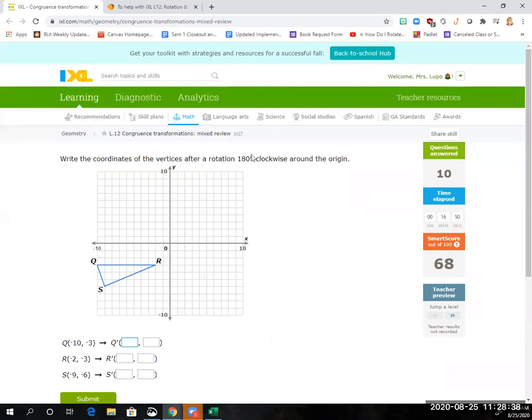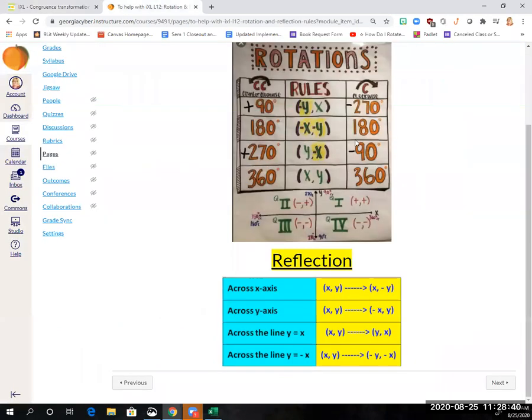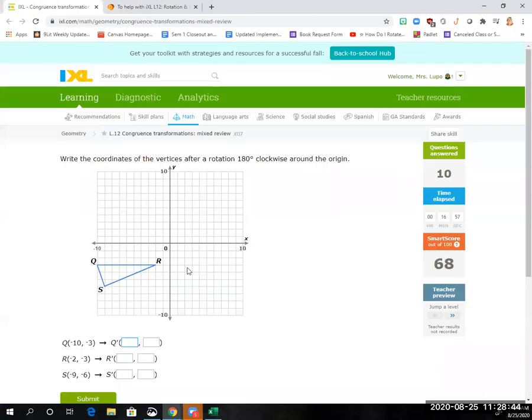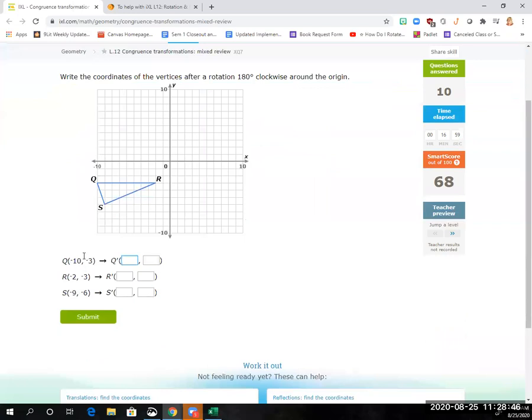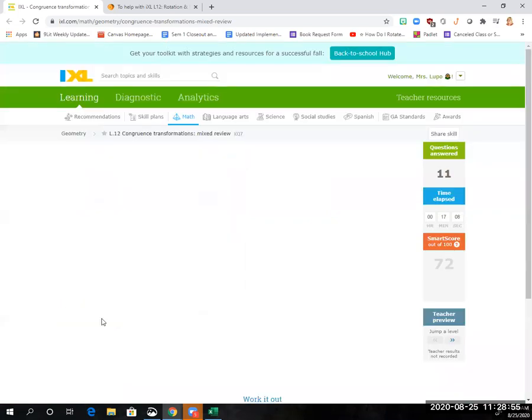Write the coordinates of the vertices after a rotation of 180 degrees. How do I do that, Ms. Lupo? 180. They stay X and Y in the same order. You just negate both of them. So it's already really nice. They gave me this. So they stay in the same order, just change signs. So I've got 10, 3, 2, 3, 9, 6.